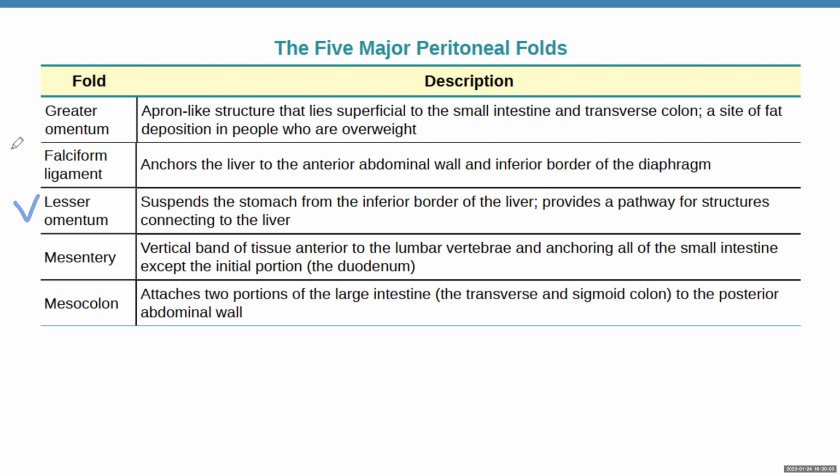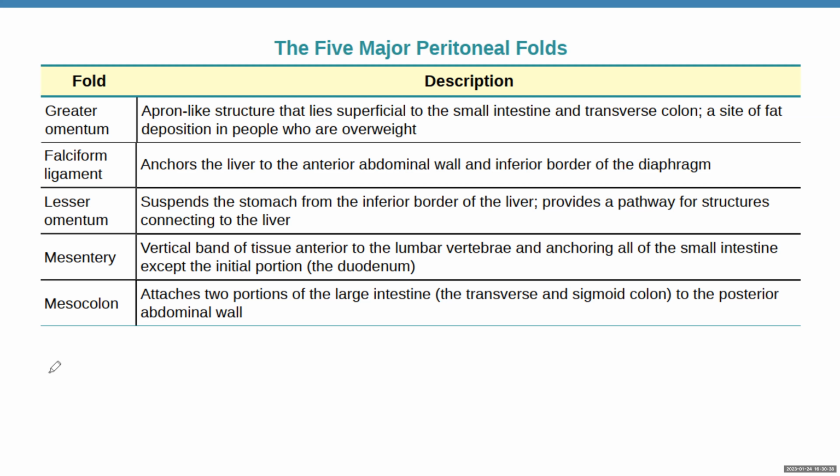Lesser omentum suspends the stomach from the inferior border of the liver, provides a pathway for structures connecting to the liver. Mesentery is a vertical band of tissue anterior to the lumbar vertebrae and anchoring all the small intestine except the initial portion, the duodenum, to the back wall of the abdominal cavity. Mesocolon attaches two portions of the large intestine, transverse and sigmoid, to the posterior abdominal wall.